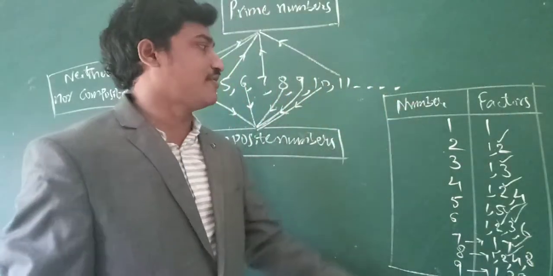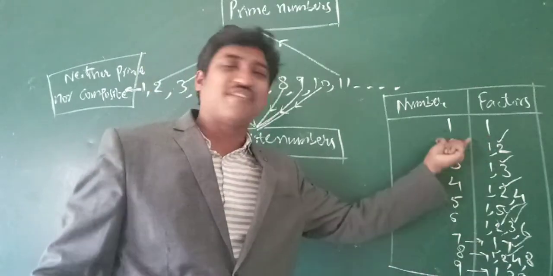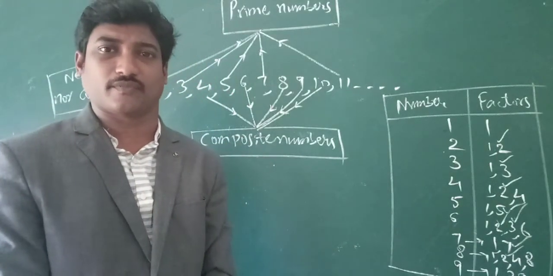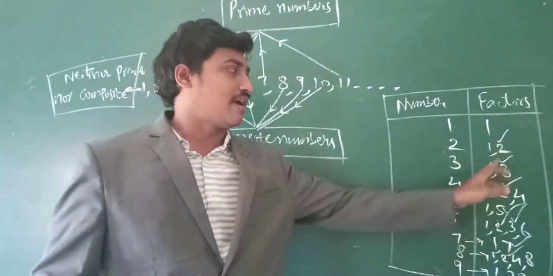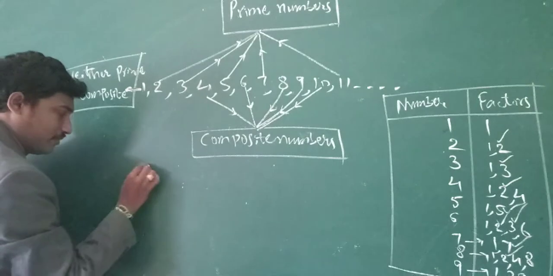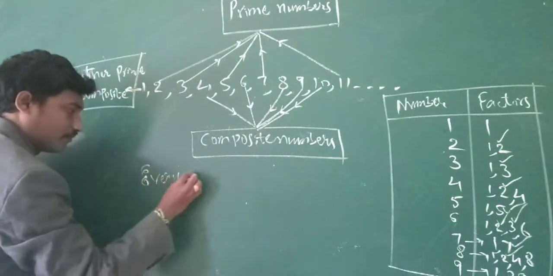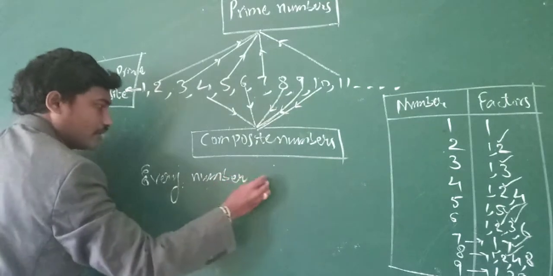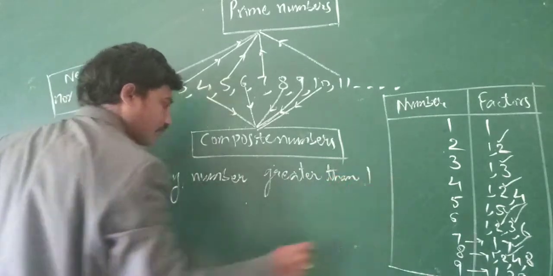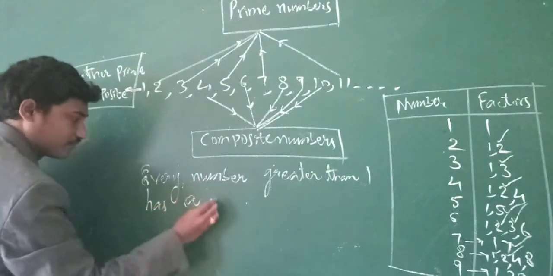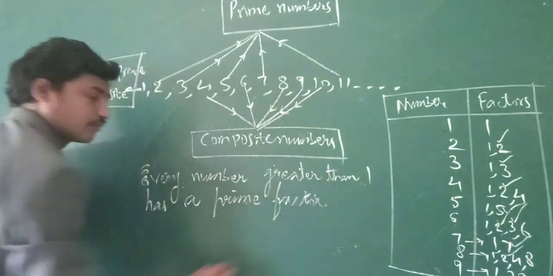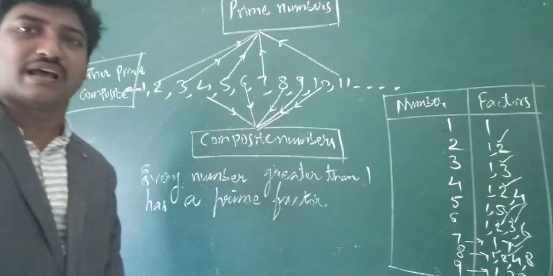So from this observation, every number greater than 1 has at least one prime factor. So we can write that fact: every number greater than 1 has a prime factor.